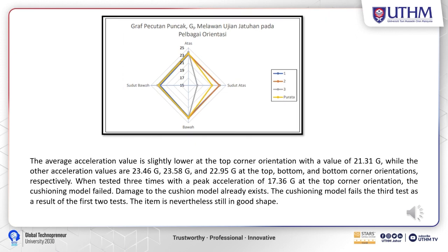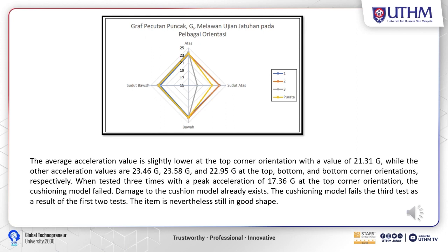explained previously. So in this figure, you can see the average acceleration value is slightly lower at the top corner orientation with a value of 21.31 for the peak acceleration, while other acceleration values are around 23.46, 23.58, and 22.95 at the orientation of top and bottom corner orientation respectively.